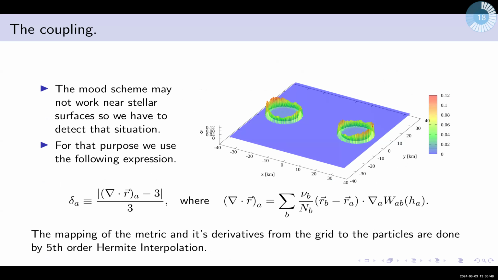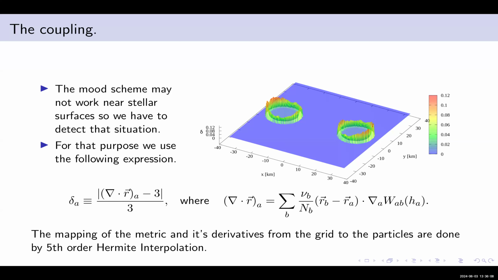So that's the main idea. We calculate these at different orders, and then we look at the errors and choose the one with the best error. Unfortunately, that doesn't quite work near the surface of the star. So we need another way of detecting the surface of the star.